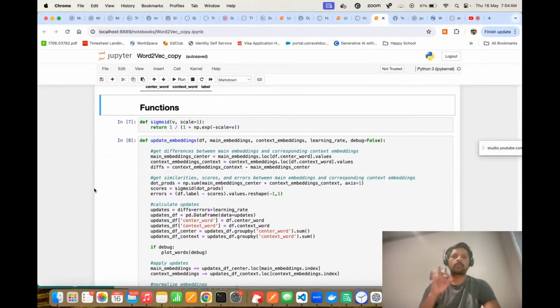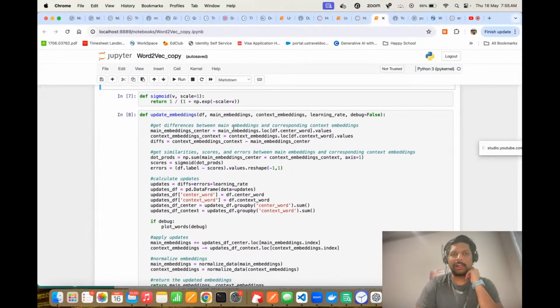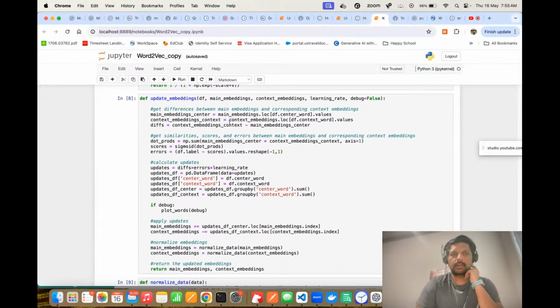Sigmoid of v comma scale, sigmoid function 1 by 1 plus exponent of minus square into v. Okay. This is a complex thing to understand. Update embedding: data frame, main embeddings, context embeddings, learning rate.